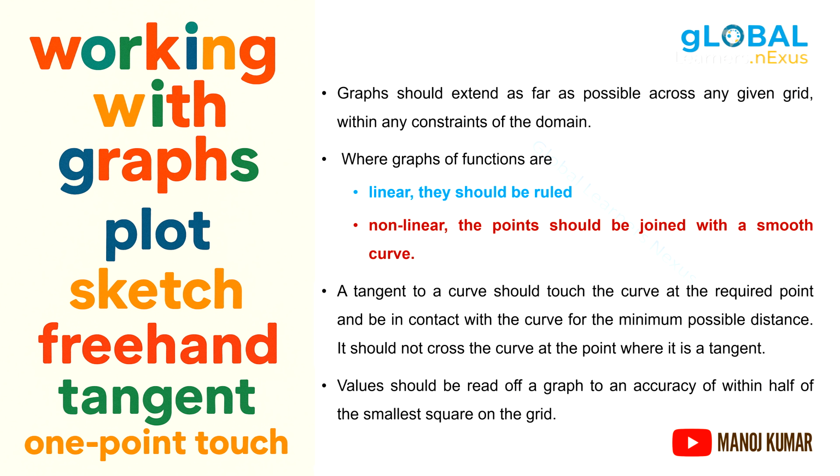Graphs should extend as far as possible across any given grid, within any constraints of the domain. Where graphs of functions are linear, they should be ruled. Non-linear, the points should be joined with a smooth curve. A tangent to a curve should touch the curve at the required point and be in contact with the curve for the minimum possible distance. It should not cross the curve at the point where it is a tangent. Values should be read off a graph to an accuracy of within half of the smallest square on the grid.